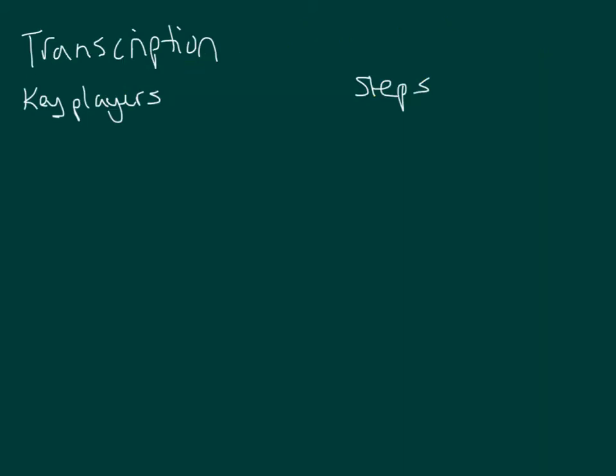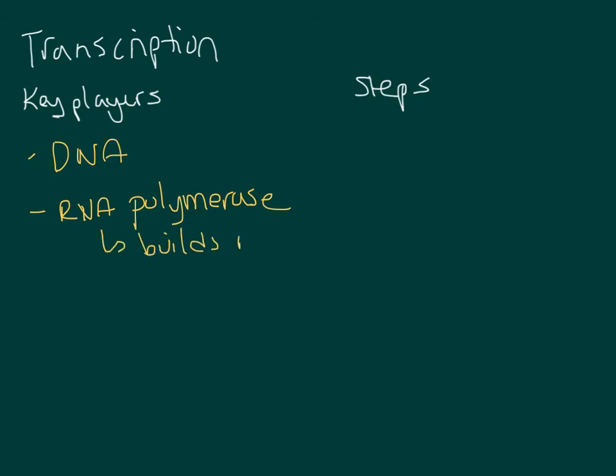So now a little bit more depth into each of these. In transcription, who are the key players? In transcription, the key players are DNA and an enzyme called RNA polymerase. Poly meaning many, polymerase meaning to build. So we have something that builds messenger RNA. And other than that, those are kind of the big key players. There's also a pore in the nucleus that allows the stuff to come out.